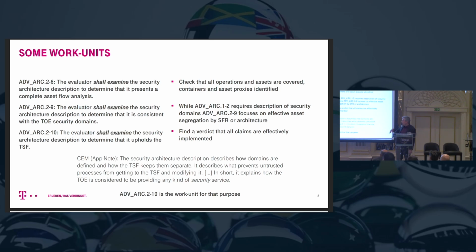And then we do some things, and when we look at the last two, the evaluator shall examine the security architecture description to determine that it is consistent with the TOE security domains. This is a very important point. When you look at the ADV_ARC.1 requirements, the developer has to name security domains. And of course, he claims that these security domains are somehow segregated. And if you read the text from the SEM, it says in the application notes especially that you have to verify this, but there are no work units for this. And this is actually the first work unit for this.